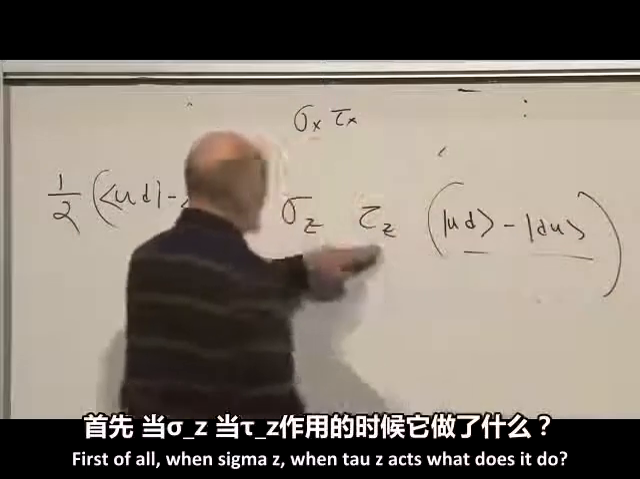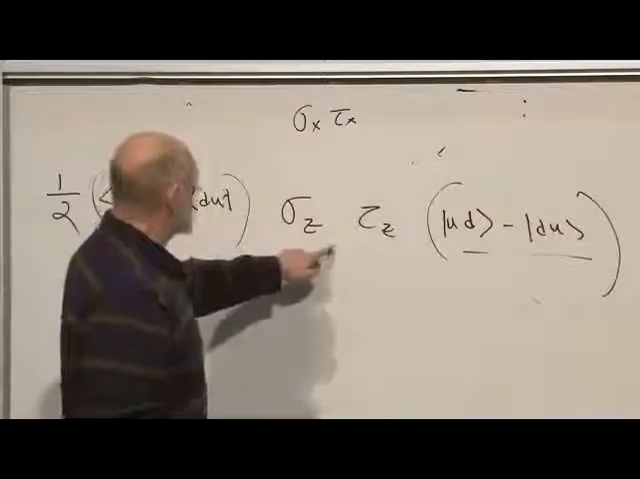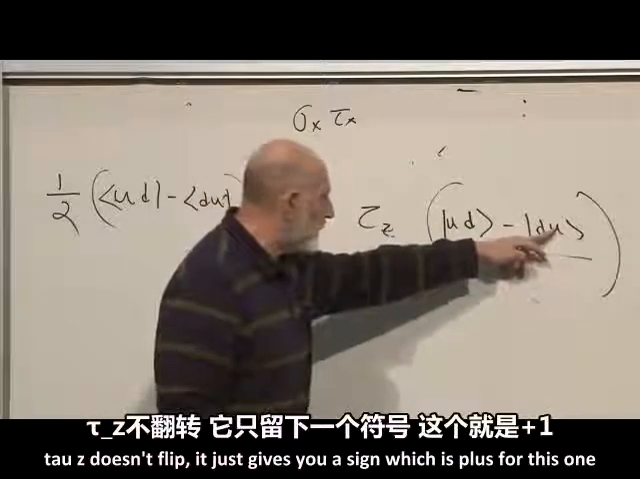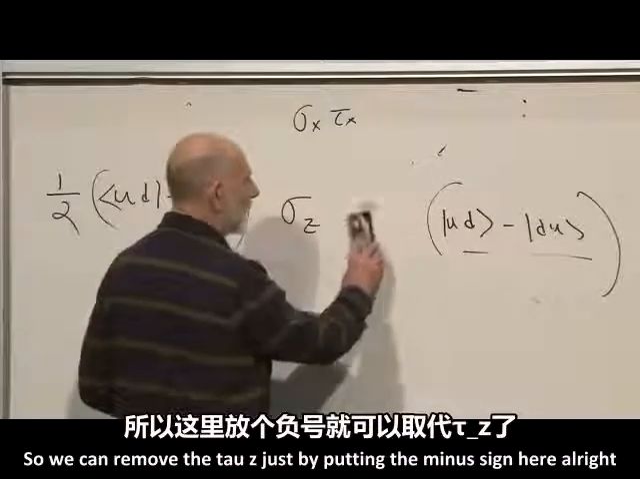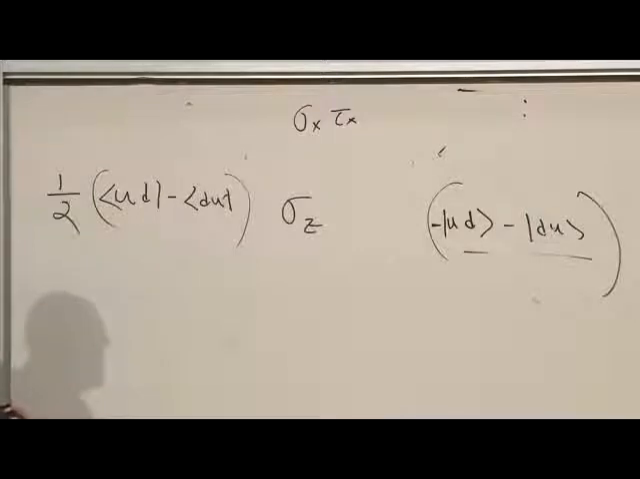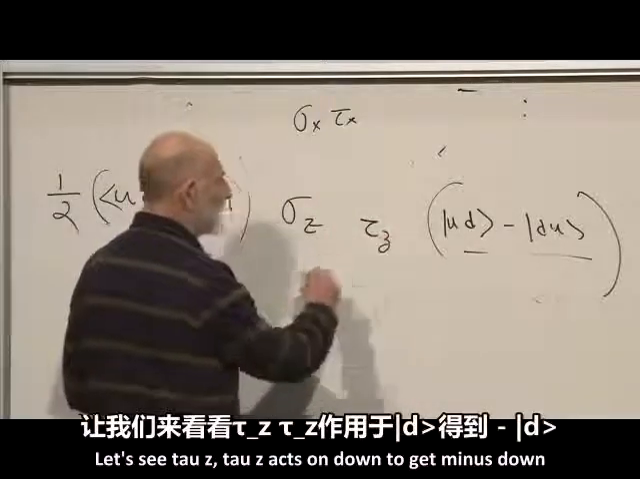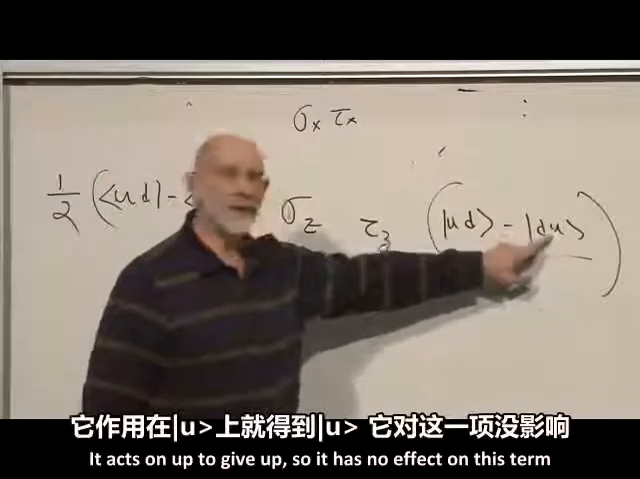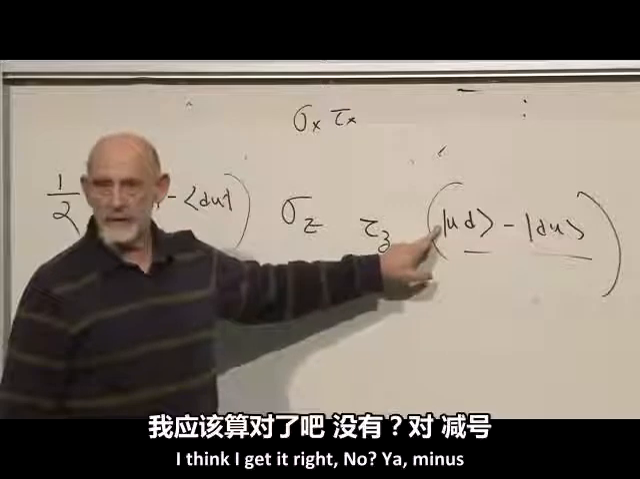All right, first of all, when tau z acts, what does it do? Do you remember? I don't. Oh, yes. Tau z doesn't flip. It just gives you a sign which is plus for this one and minus for this one. So we can remove the tau z just by putting a minus sign here, right? Did I do that right? Let me see, tau z. Tau z acts on down to give minus down. It acts on up to give up. So it has no effect on this term, and it changes the sign of this term. I think I did it right.